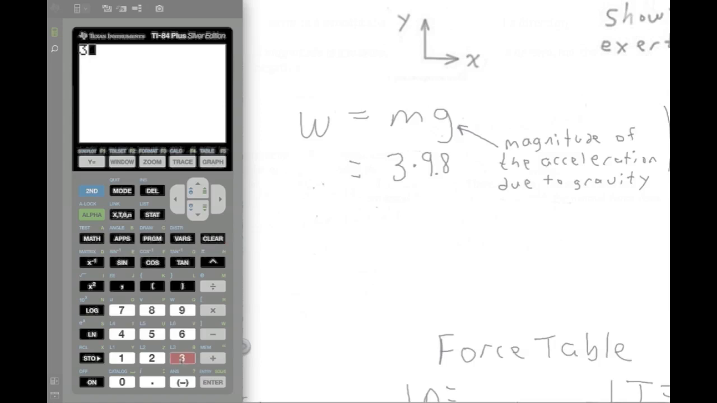Let's do the calculation. 3 times 9.8. So we get that to be 29.4.